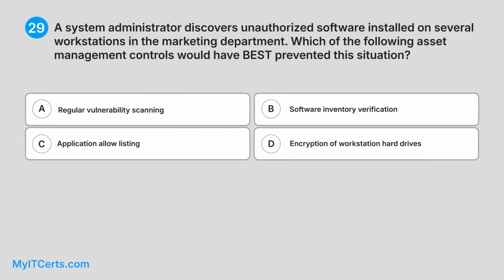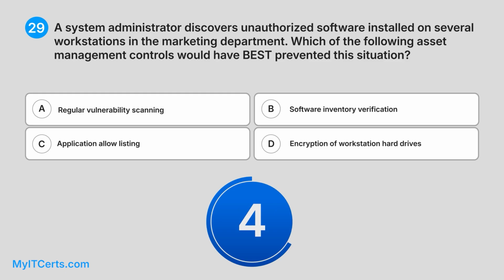29. A system administrator discovers unauthorized software installed on several workstations in the marketing department. Which of the following asset management controls would have best prevented this situation? A. Regular vulnerability scanning. B. Software inventory verification. C. Application allow listing. D. Encryption of workstation hard drives. What do you think is the answer?